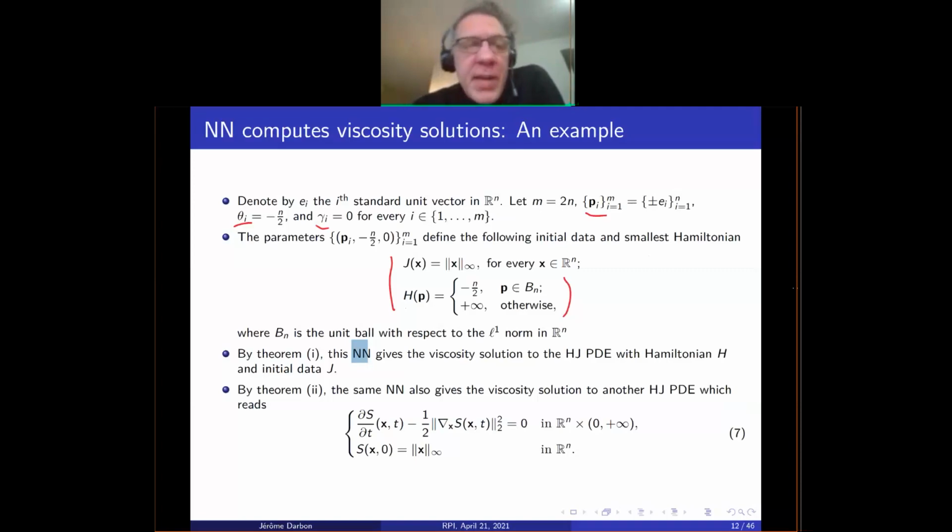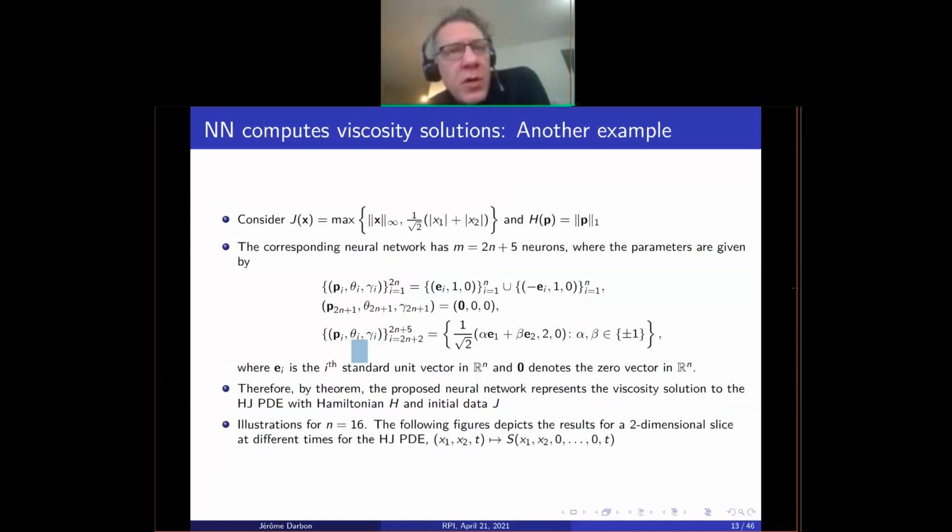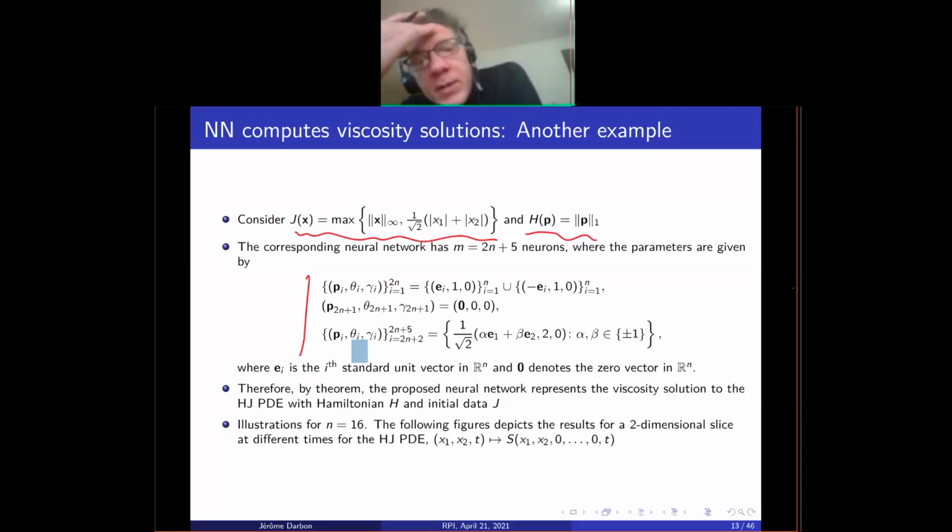You can also show, by using the second point of the previous theorem, that this neural network is also a solution of the following Hamilton-Jacobi PDE, and it's the unique viscosity solution. So you can also have different examples, where here I give you another initial data, another Hamiltonian, and you can have explicit formulas for the parameters of the neural network.